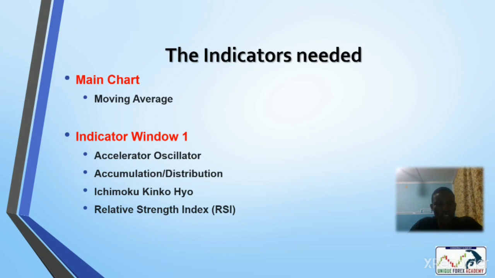In this strategy we need just about 5 indicators. So we need one of them on the main chart, then the remaining 4 will be on the indicator window. The first one is the moving average, which will be on the main chart, while the rest will be on the indicator window. And the first one we're going to add on the indicator window is the accelerator oscillator, then followed by accumulation distribution, followed by Ichimoku, then followed by relative strength index, which is RSI.